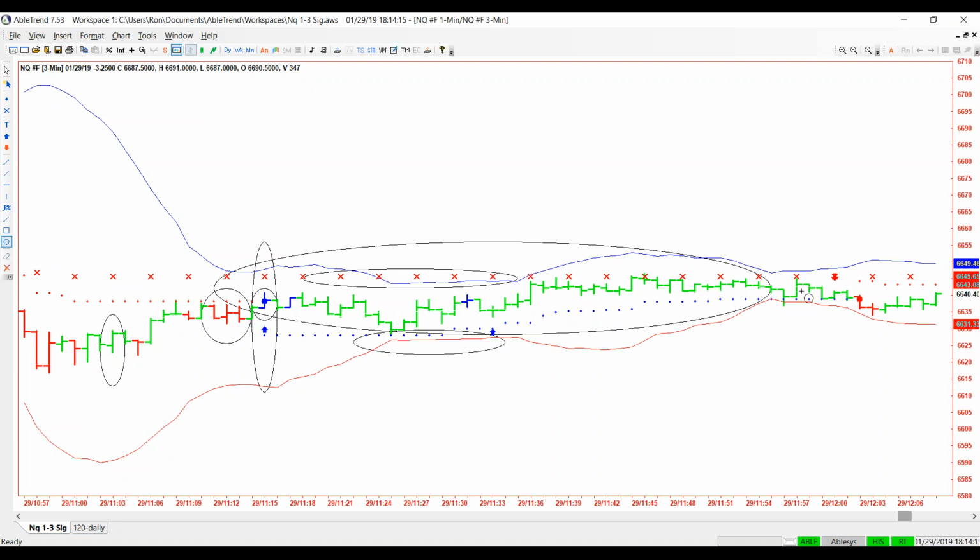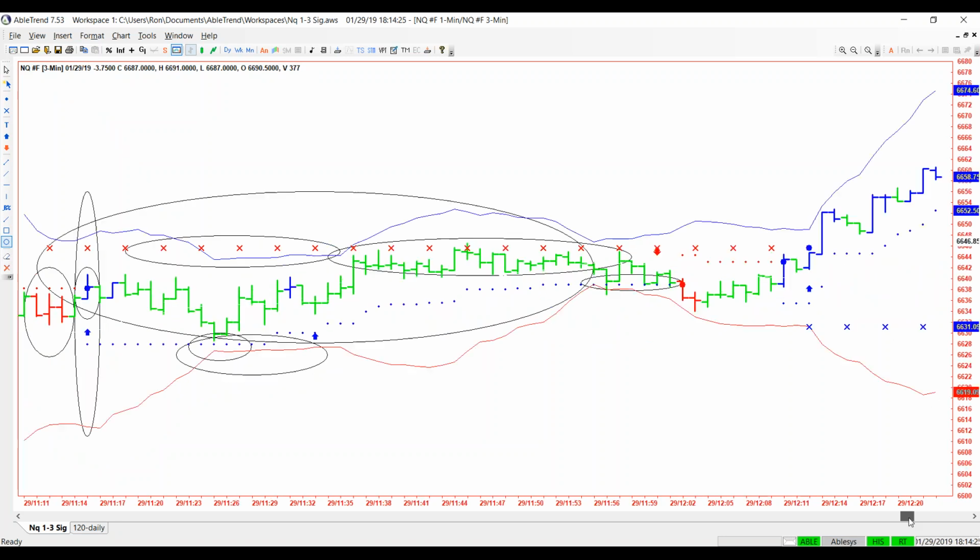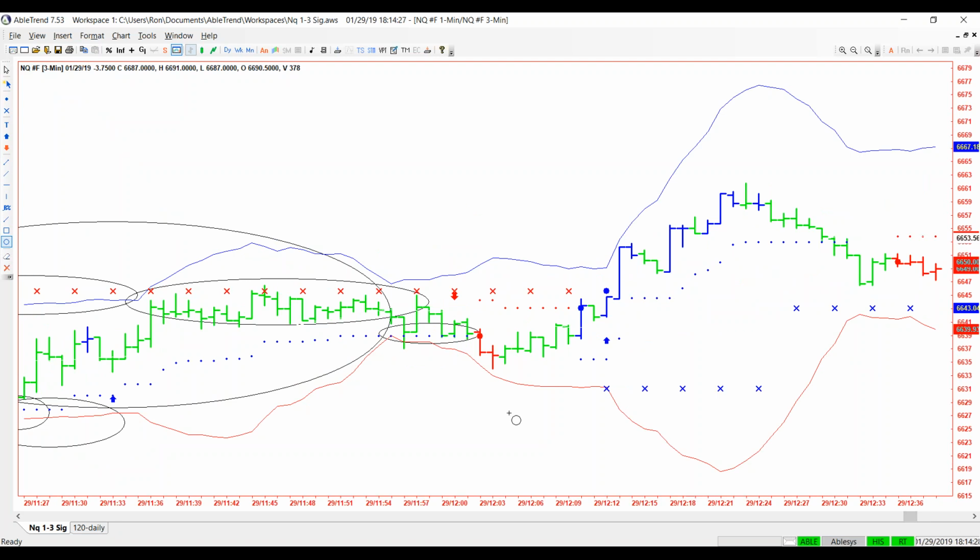Every time it hit the red dots, red X's, stopped, couldn't go any higher. Every time it hit the blue dots, stopped, couldn't go any lower. Wow, the prices really did get stuck in the middle of the dots. Well, that was a good no trade. Sometimes it's just as important not to do anything as it is to trade. I mean, sometimes doing nothing is actually the right trade.